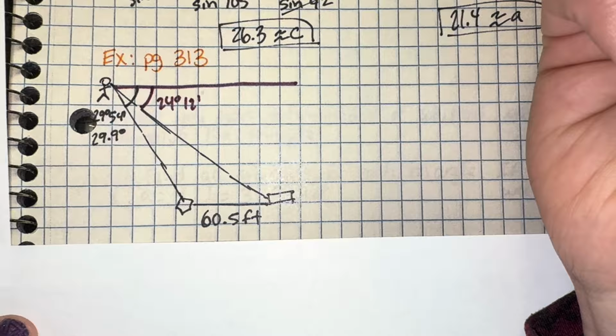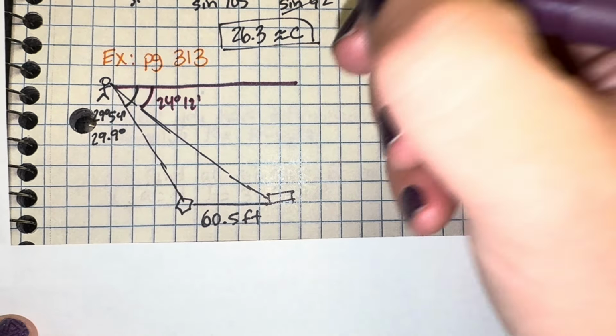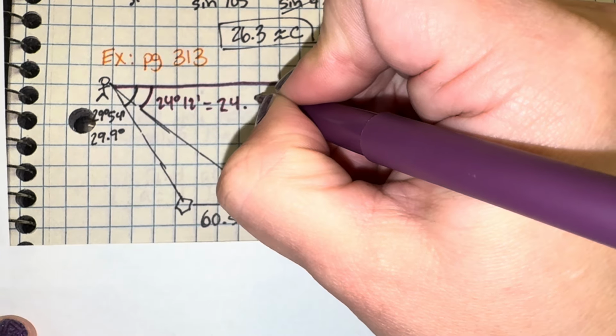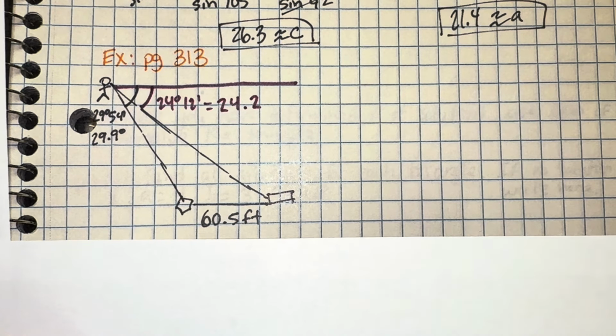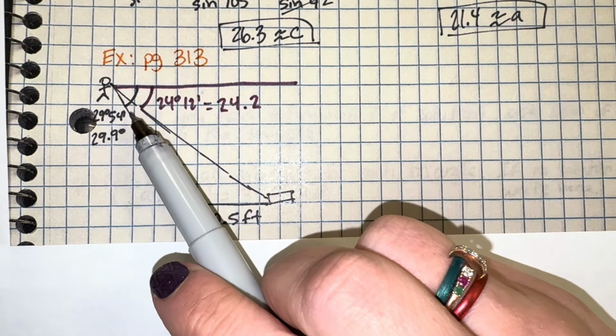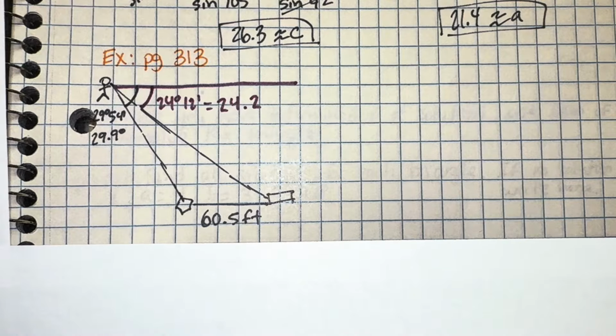Okay. And that 24 degrees, 12 minutes, if we divide it, is equal to 24.2. All right. As you can see right here, though, our triangle is this one right here. So we actually need to know what this little degree amount is in there.